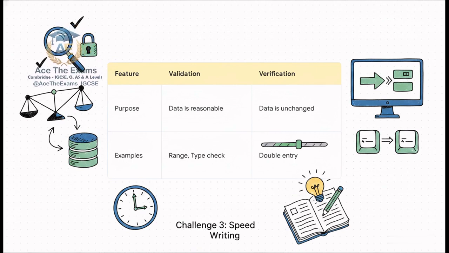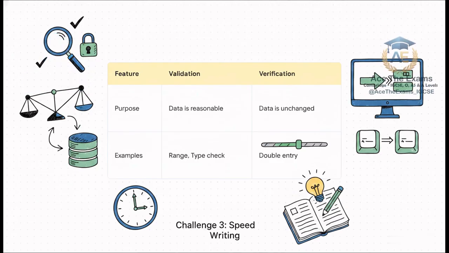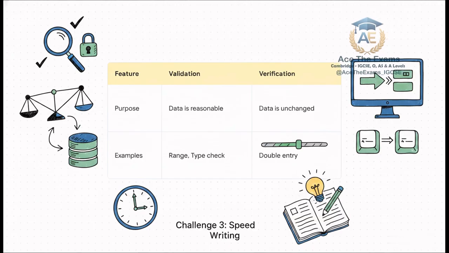Validation ensures data is reasonable, like the length check, making sure it fits the database rules. Verification ensures data hasn't changed during the entry process, like typing a password twice to ensure it matches your intended keystrokes. So to summarize concisely, a range check is validation because it automatically ensures numerical input falls between a specified upper and lower limit. A screen check is verification because it is a manual visual comparison by the user against the original paper document to ensure accuracy.